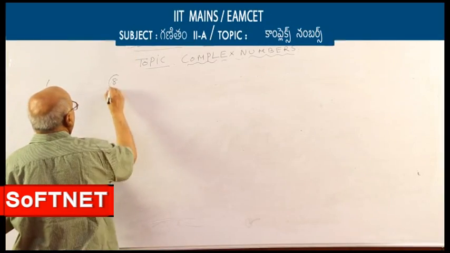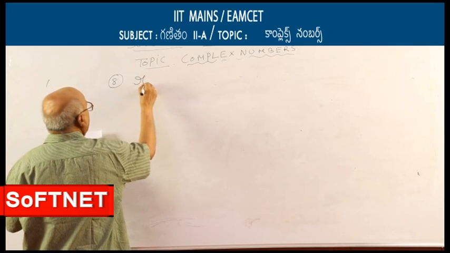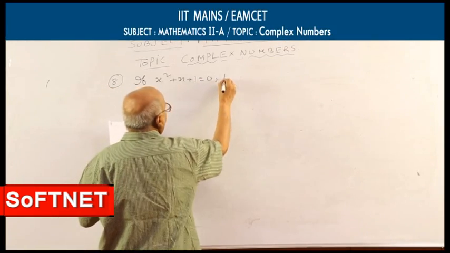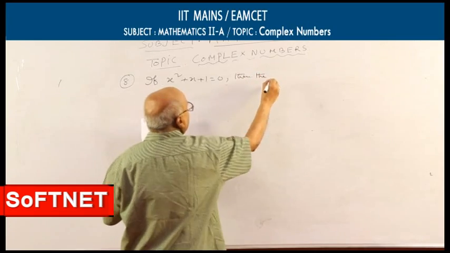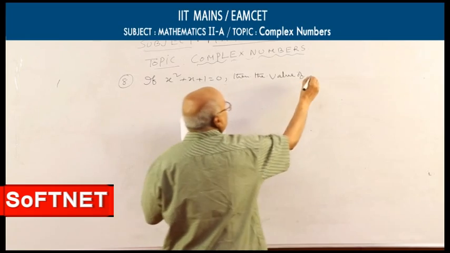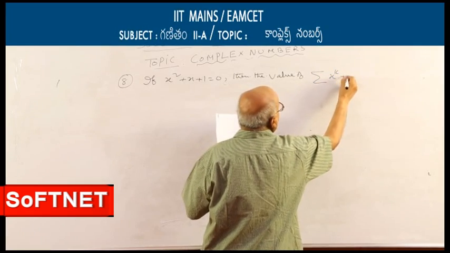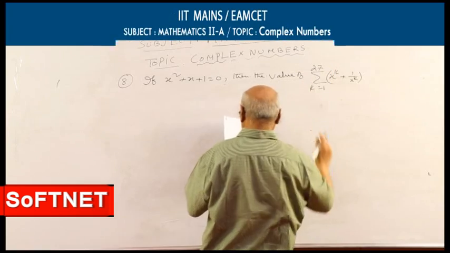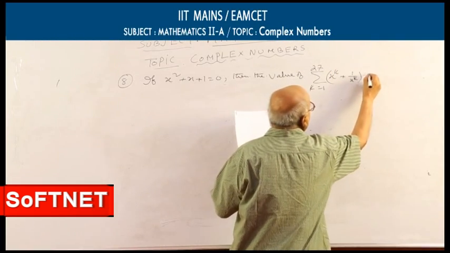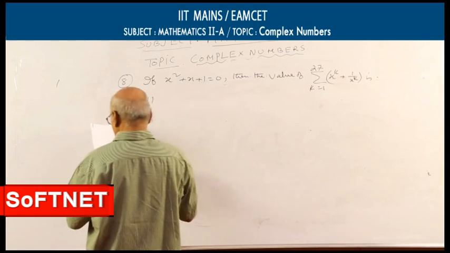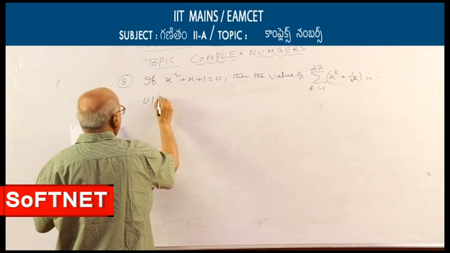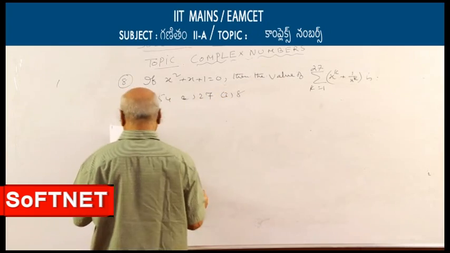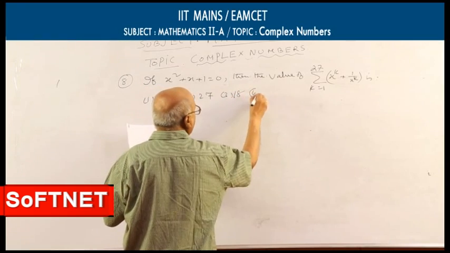Problem number 8. We will come to the problem number 8. If x square plus x plus 1 is equal to 0, then the value of sigma x power k plus 1 by x power k, whole square, k equal to 1 to 27, is: option 1, 54; option 2, 27; option 3, 18; and option 4, 9.